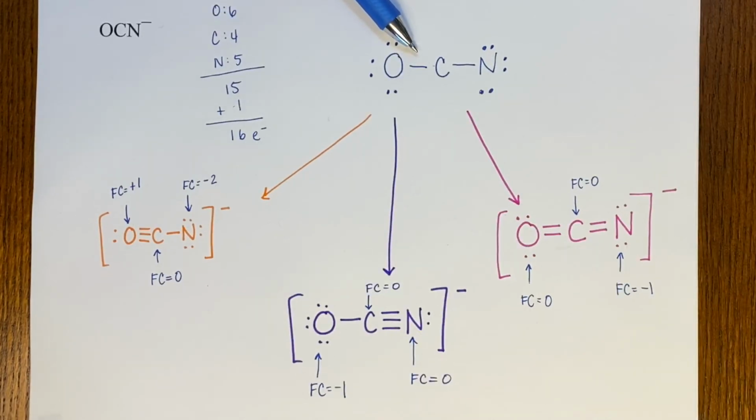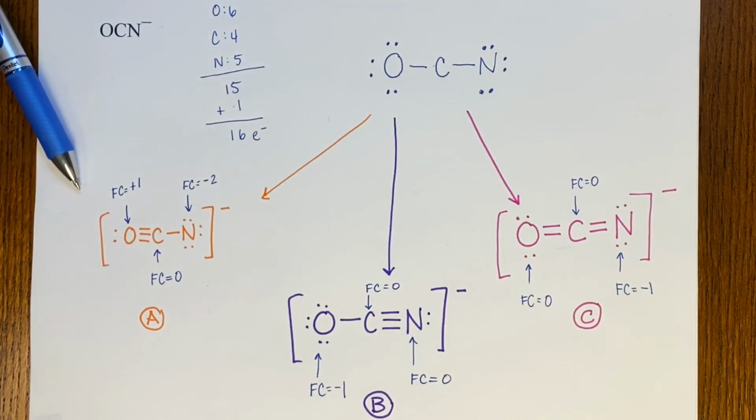As we move through the rest of the steps for resonance structure, there are 3 ways that we can complete carbon's octet from this structure. Pathway A in orange has us complete carbon's octet by pulling 4 additional electrons from the oxygen to give us this structure here.